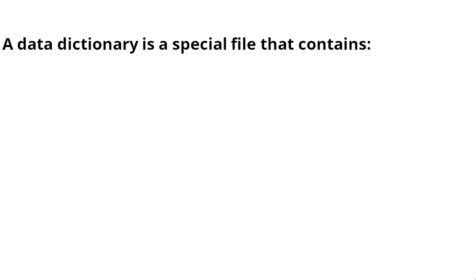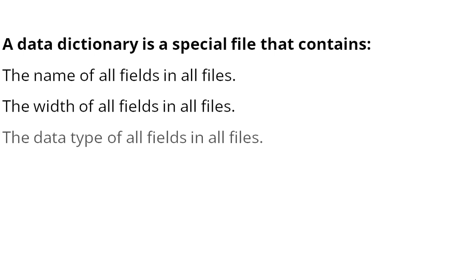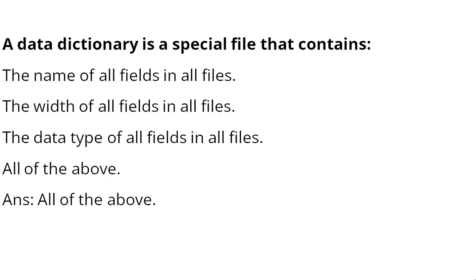A data dictionary is a special file that contains the name of all fields in all files, the width of all fields in all files, the data type of all fields in all files, or all of the above. The correct option is all of the above.